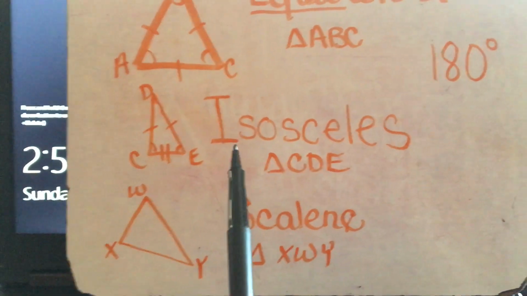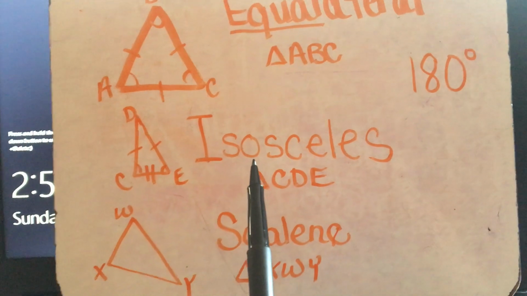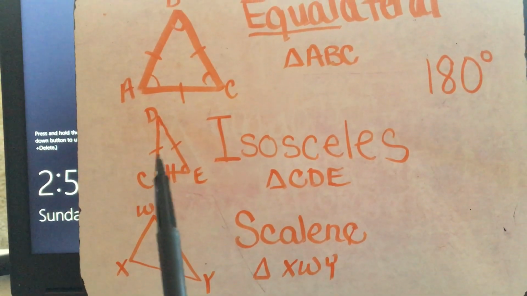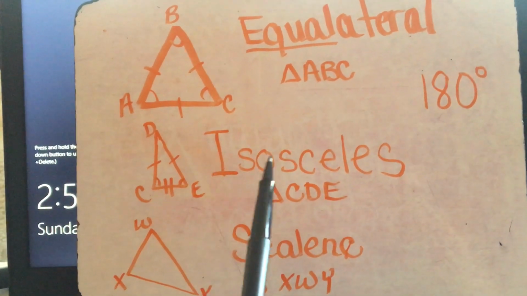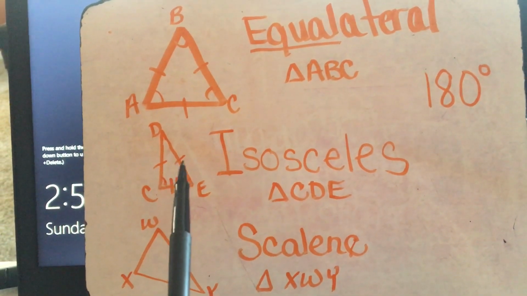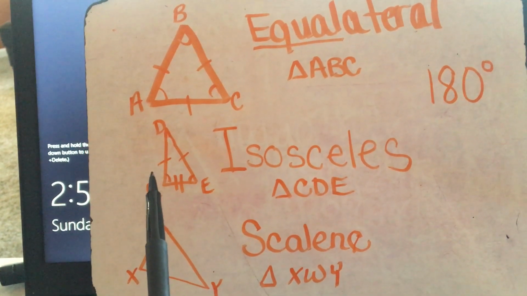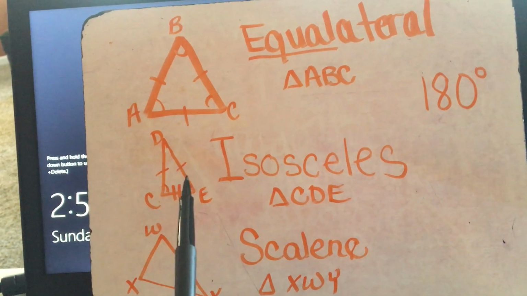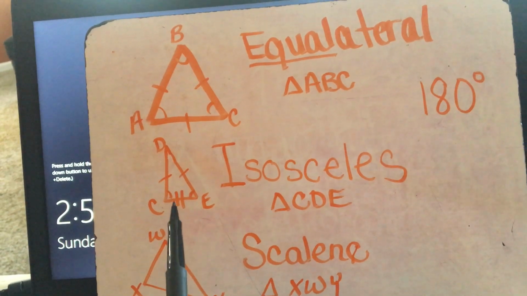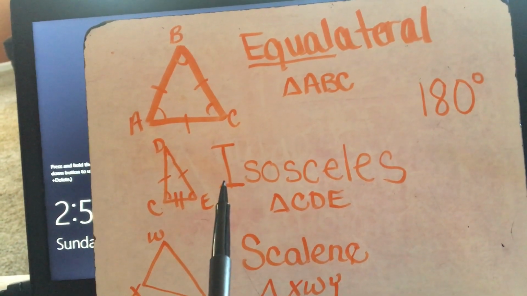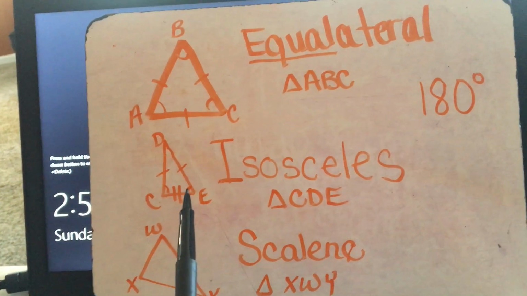Another word, which is kind of a tough word to say, is isosceles. Notice I have one mark here and one mark here, and then I have two marks down here. An isosceles triangle means that this side is equal to this side, but this side is not. So you're going to have two sides that are equal, and guess what? You're going to have two angles that are equal. So in an isosceles, think of the word two. Two sides are equal and two angles are equal, okay?